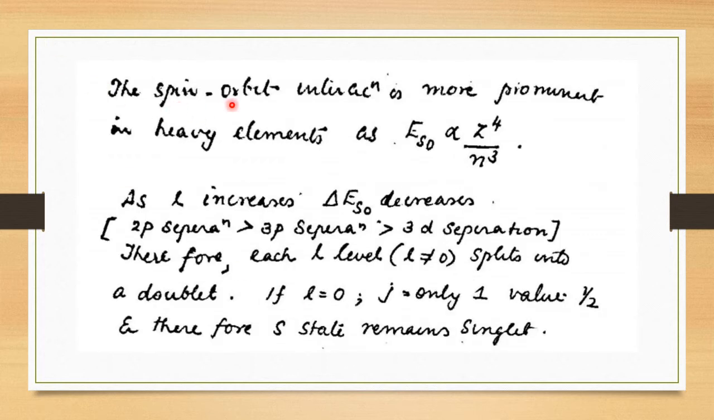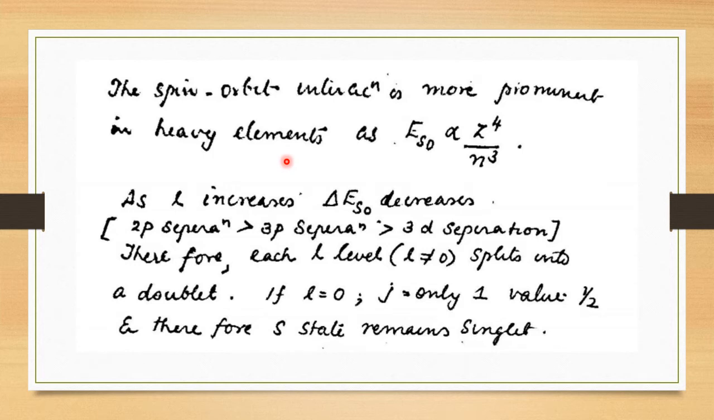Now we know that the spin orbit interaction is more prominent in heavy elements. Why? Since E_SO is proportional to Z raised to 4. In the equation it is proportional to Z raised to 4. When Z increases, the spin orbit interaction energy, or the spin orbit interaction as a whole, increases with atomic number Z, or it is more prominent in heavy elements.